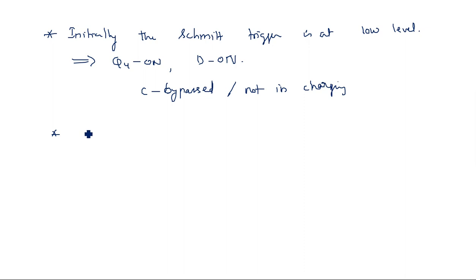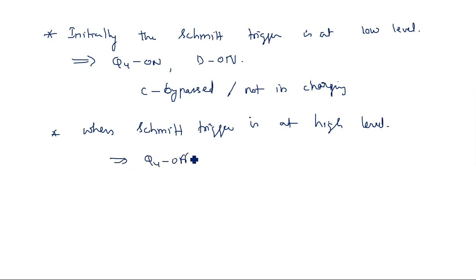Next, when the Schmitt trigger is at high level, the cases are altered. That changes Q4 to off and the diode is in the off state. So the capacitor finds a charging path through R. Again, at the end of this sweep, the capacitor C discharges rapidly as the diode comes into the on state.